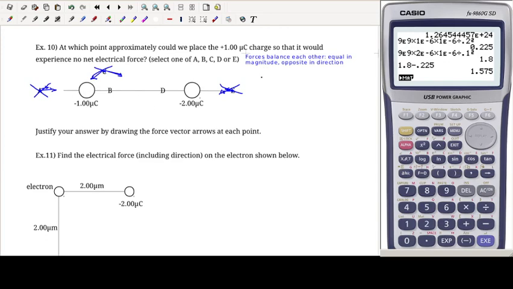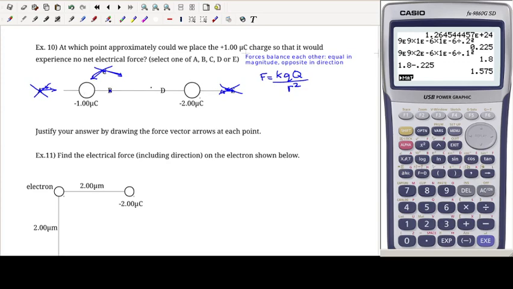And this is where I start to think a little bit about this equation, F equals KQQ over R squared. As a charge gets bigger, it's going to exert a bigger force. The bigger the charge, the more force we get. But as I get farther away, the smaller the force gets. So if I think about point B, it's really close to this one, but this one has a bigger charge.